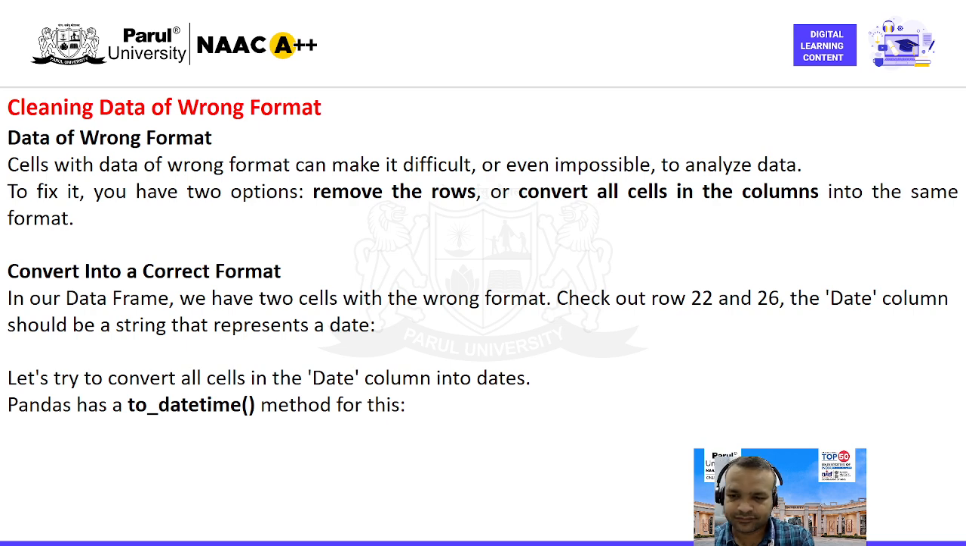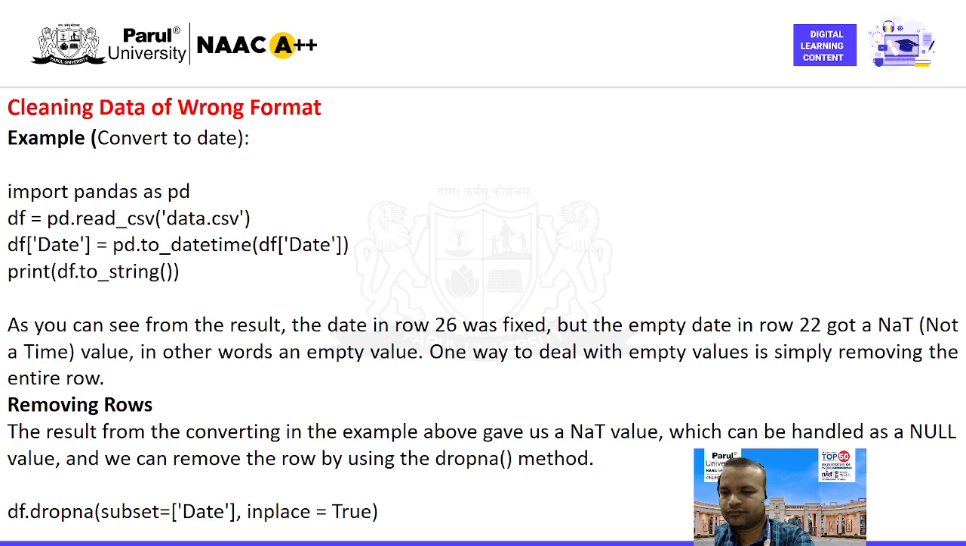How can we do it? With the help of the Pandas library, with the to_datetime method. Pandas has a method to convert your date column from the wrong format to the correct format, into dates. So use it to convert to the date.